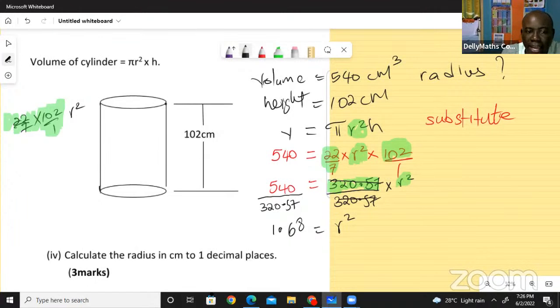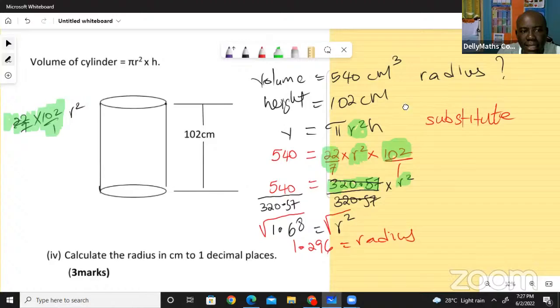Now we're going to try to find r. Everybody should remember by now, r has a square on it. So guess what, guys? We're going to have to take the square root and you get the value. If you take the square root of 1.68, whatever you get for the answer, that's the radius. I think they said they wanted, I'm not sure, I'm going to have to go back. 1.296 is equal to r. But remember, they want a certain decimal place for the answer.